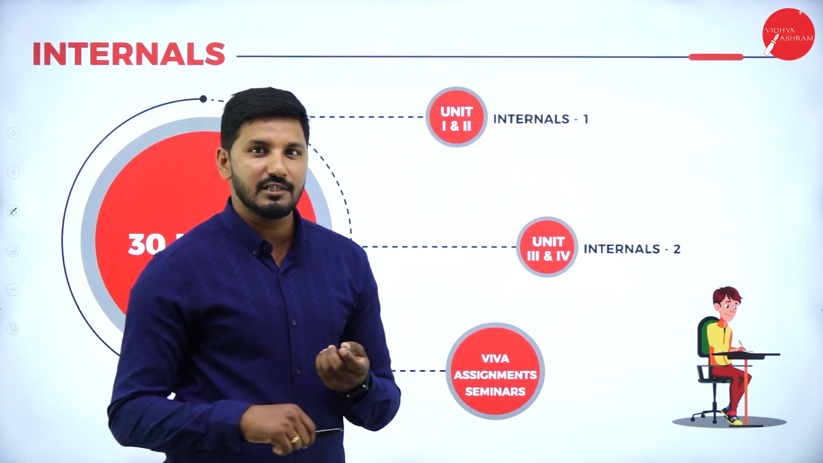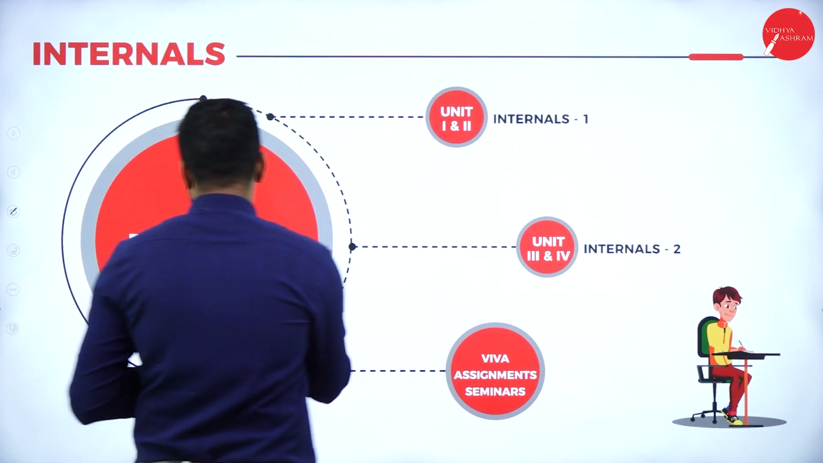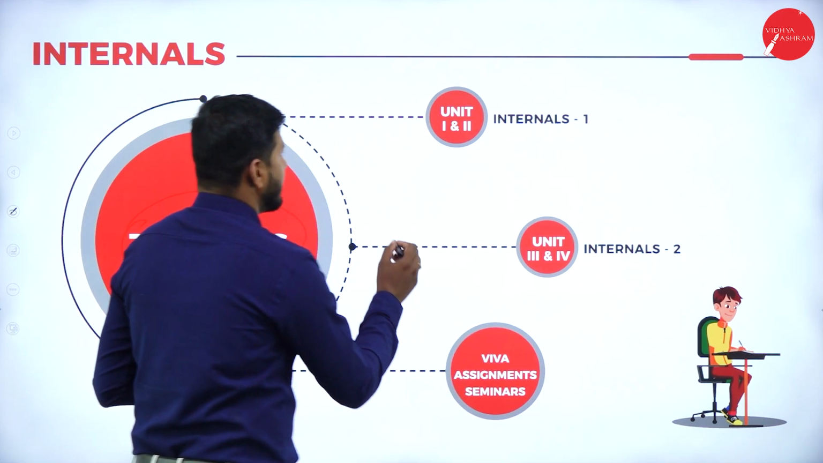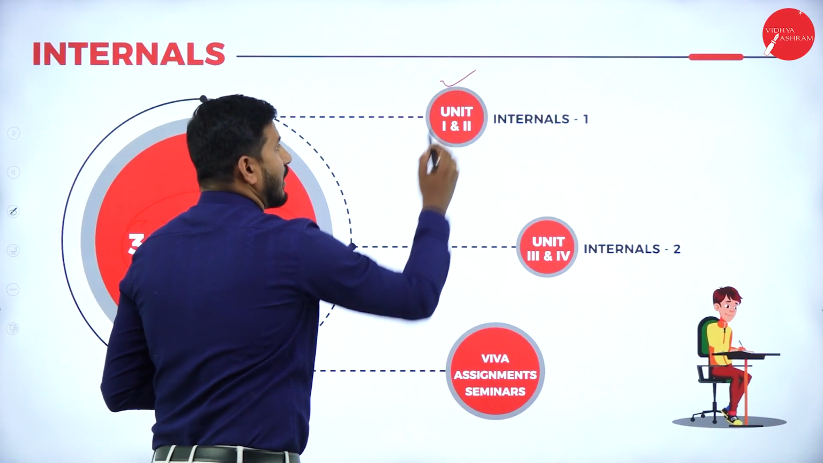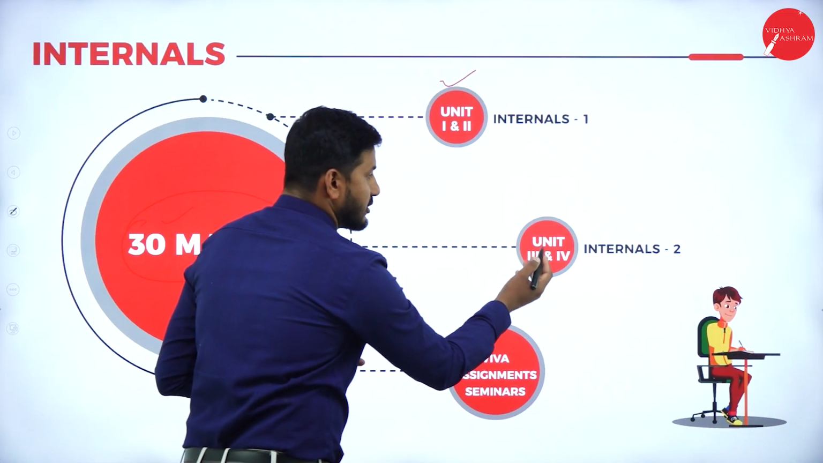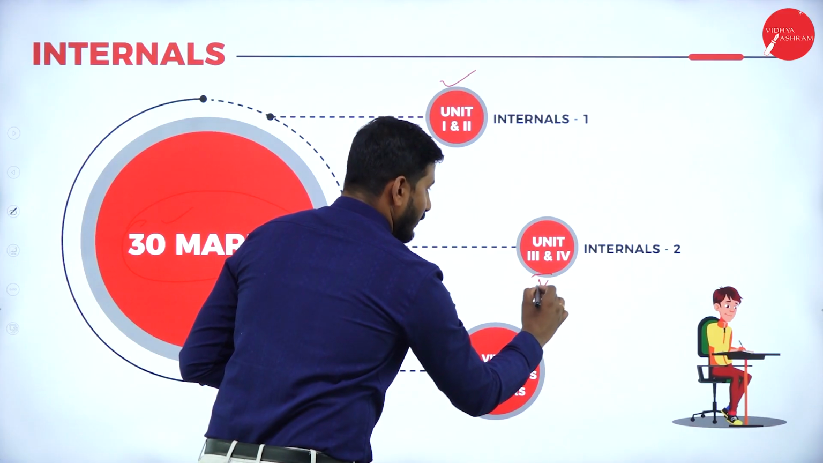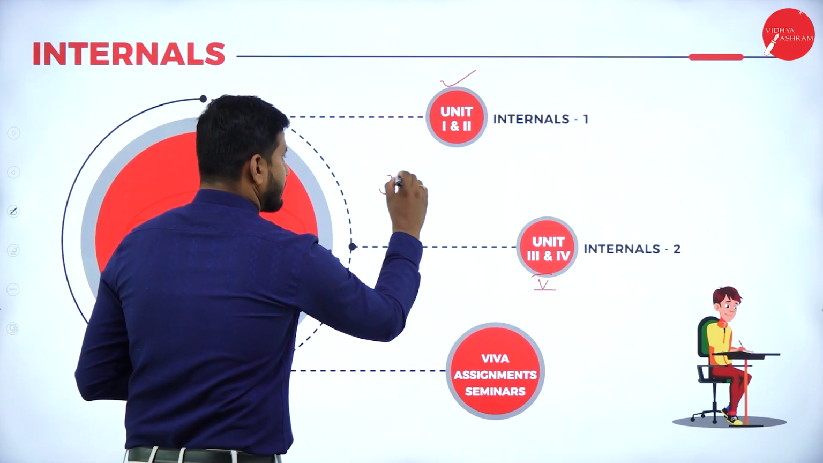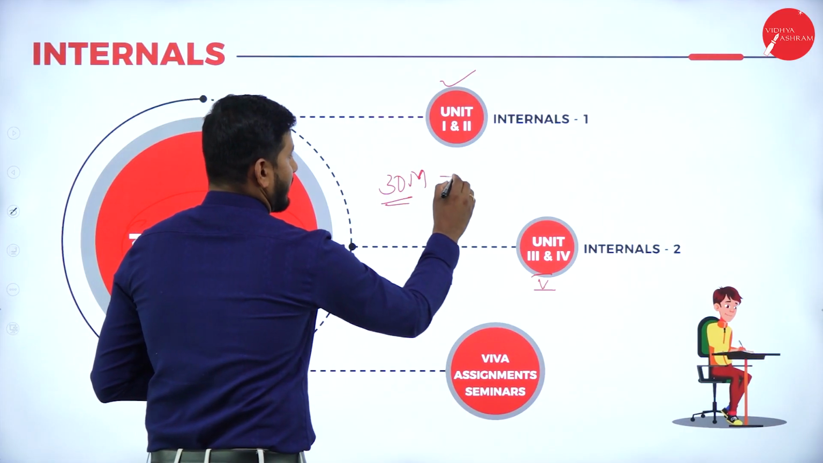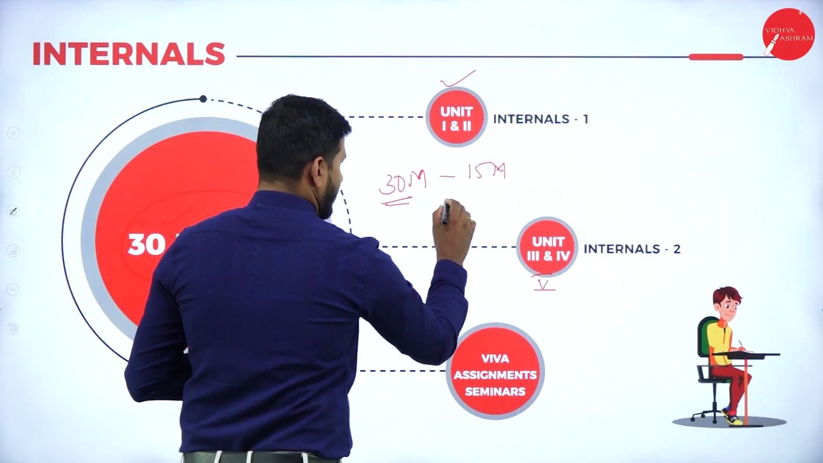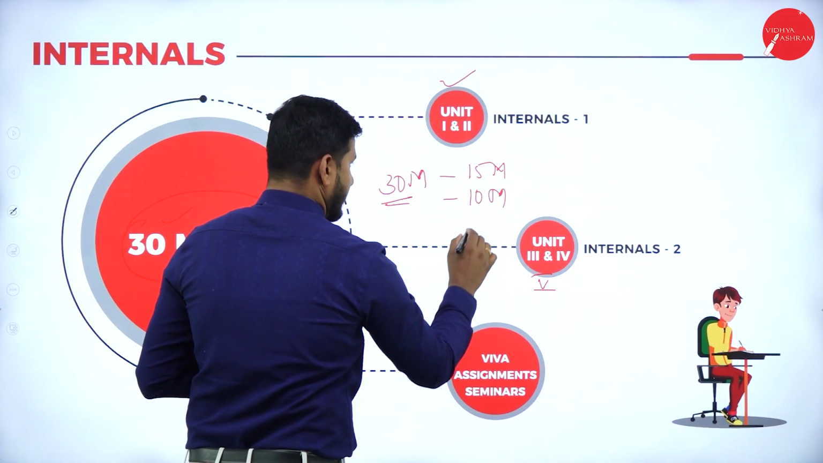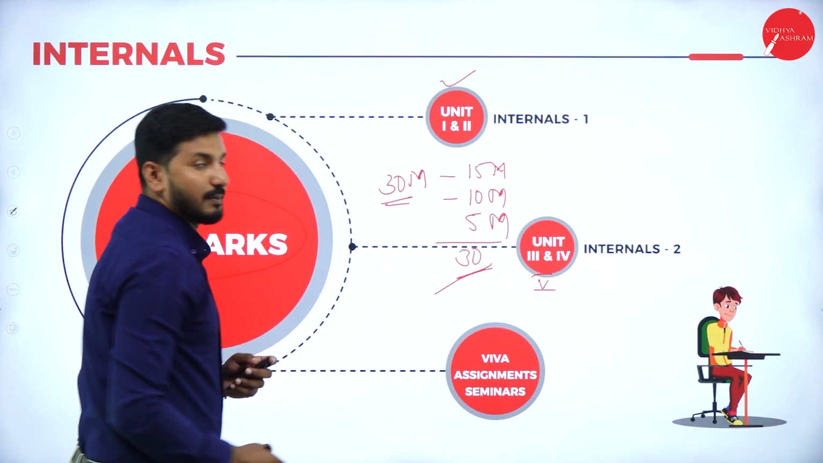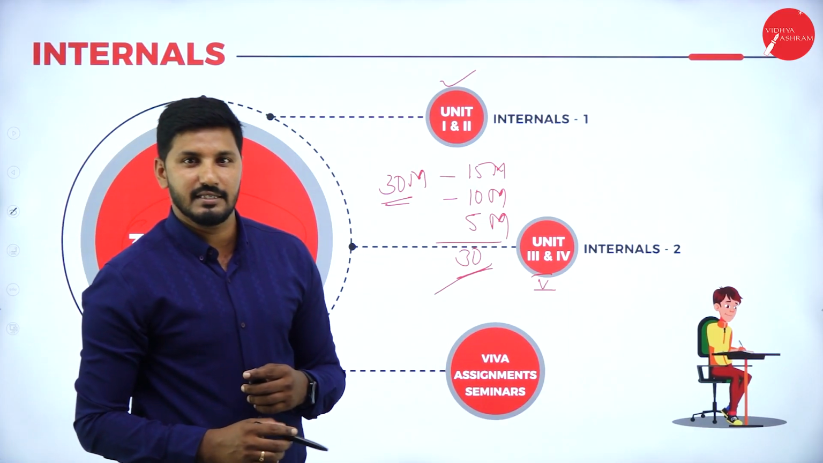Yes, next, the internals pattern. These internals will consist of a total of 30 marks. Internals 1 will cover the first and second units. For internals 2, the third, fourth and fifth units are included, and it will be a 30 marks paper. There may be 15 marks questions, 10 marks questions, and 5 marks questions. So the total is a 30 marks paper in the internal examinations.